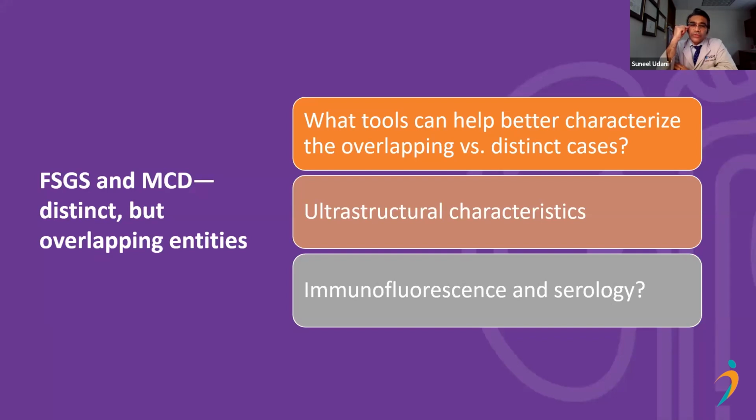One is referred to as ultrastructural characteristics. That means I'm going to talk about electron microscopy, so the very, very high level of magnification. There are some specific characteristics that are seen that can potentially help categorize these conditions more accurately and more specifically. And then there's this idea of immunofluorescence and serology, or lab testing, where antibodies can actually be detected. So we'll go through both of those next.